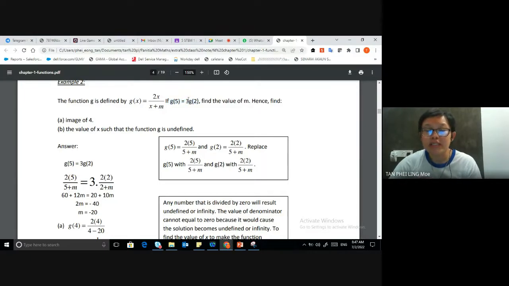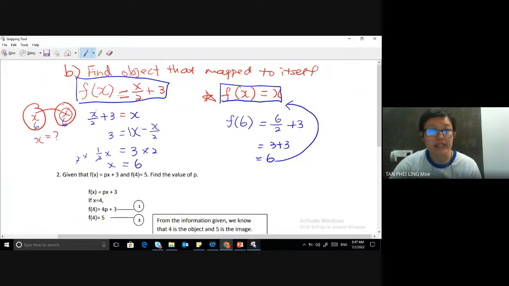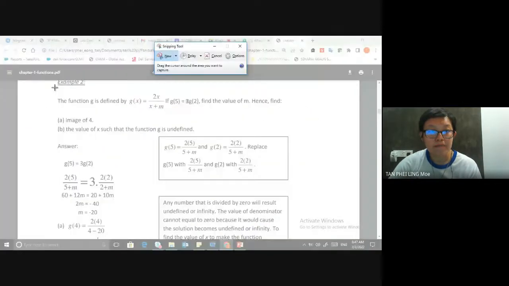So what does it mean by 3g(2)? Whenever an unknown is put in, a number is put in front, that means it's multiple. So if g(5) equals 3g(2), they ask you to find the m first, then hence find the image of 4 and find the value of x such that the function g is undefined. So this is another popular way of asking the questions. Okay, so let me take this out.